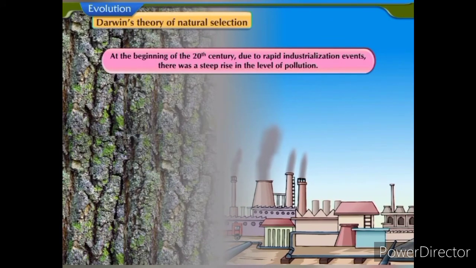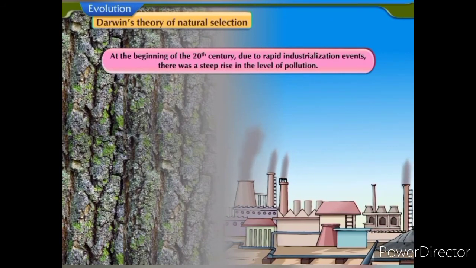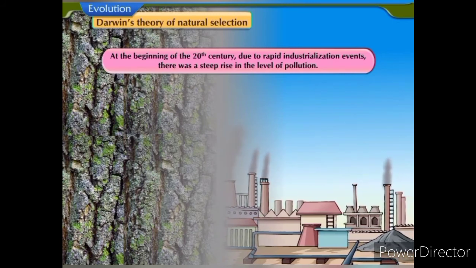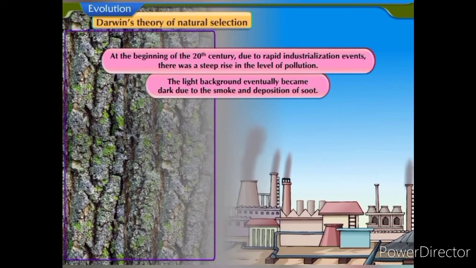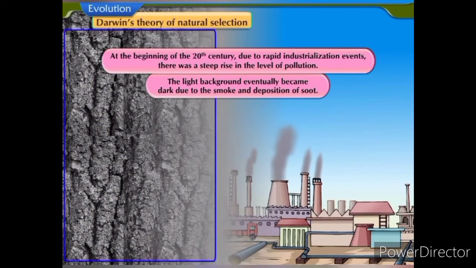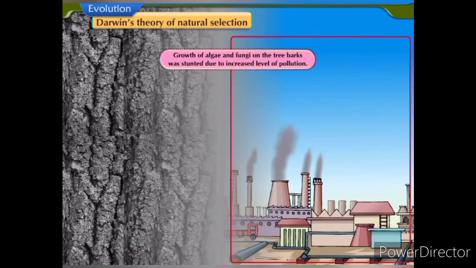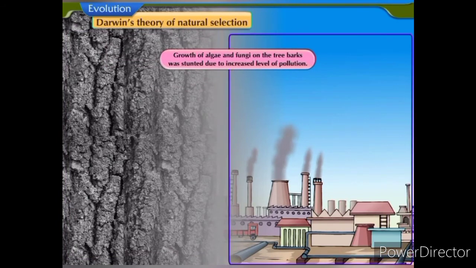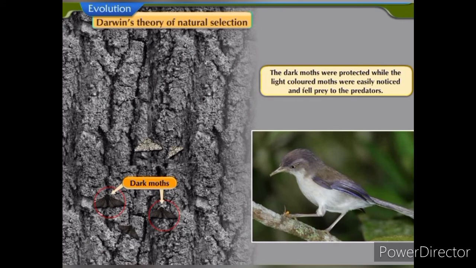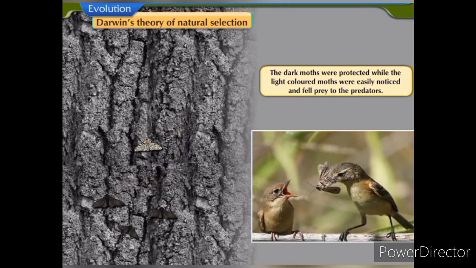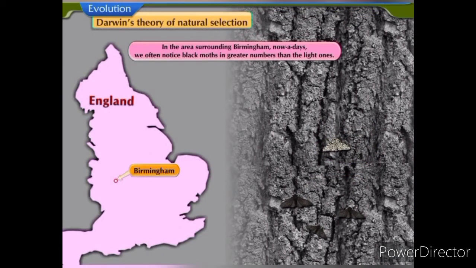Later, at the beginning of the 20th century, due to rapid industrialization events, there was a steep rise in the level of pollution. Because of the smoke and deposition of soot, the light background eventually became dark. Due to increased level of pollution, growth of algae and fungi on the tree barks was stunted. Now, the dark moths were protected while the light-colored moths were easily noticed and fell prey to the predators. In the area surrounding Birmingham nowadays, we often notice black moths in greater numbers than the light ones.